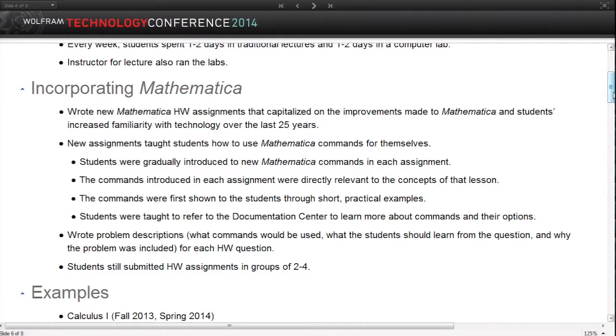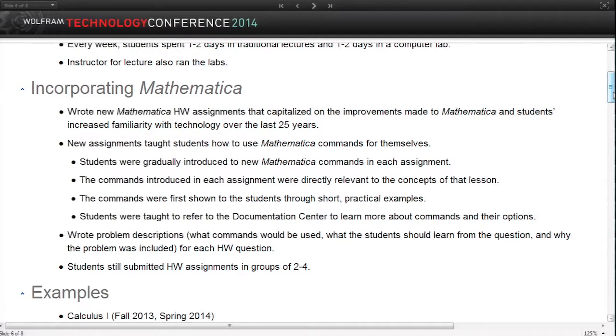And so we said, when you don't know how to do something with your command, refer to the documentation center. So we empowered them by turning to the greatest resource out there, is to actually learn for themselves how to continue to expand their understanding of the commands in Mathematica and all of their options.